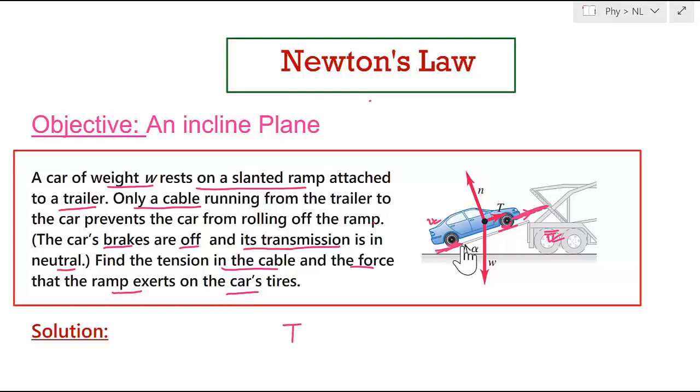Basically in this case, the ramp will exert a force that is normal to the ramp, and similarly here also we will have some normal force. So we will club these two normals into a single normal force and call it N. So only a single normal force is acting in this direction, and we have to find this normal force.